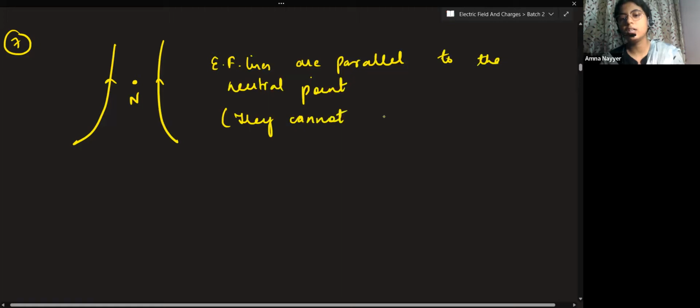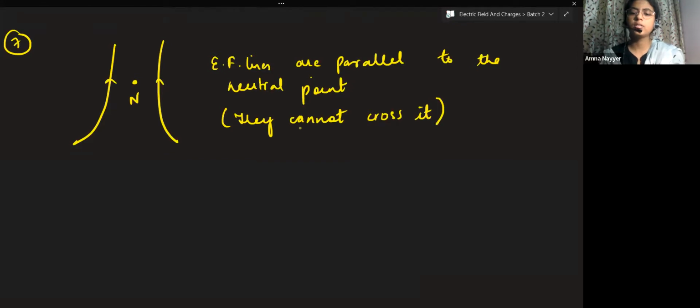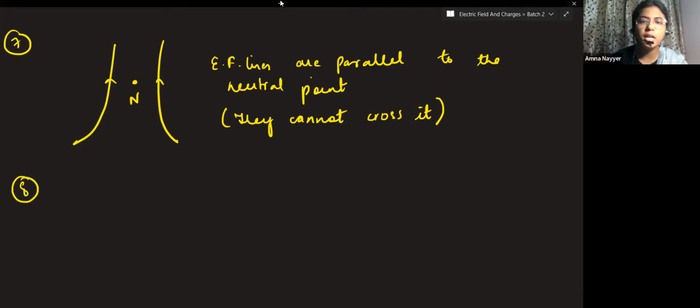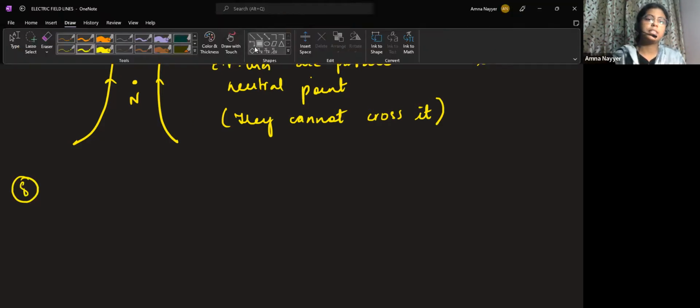They cannot cross it. Okay, so they cannot cross it. And the last property that we have, if you are given a surface of a conductor, for example, this is a conductor.